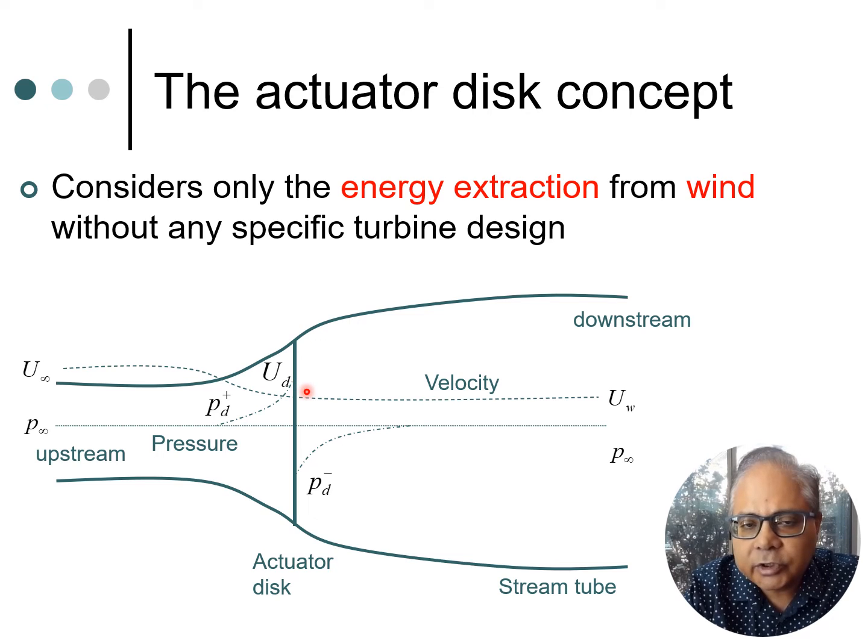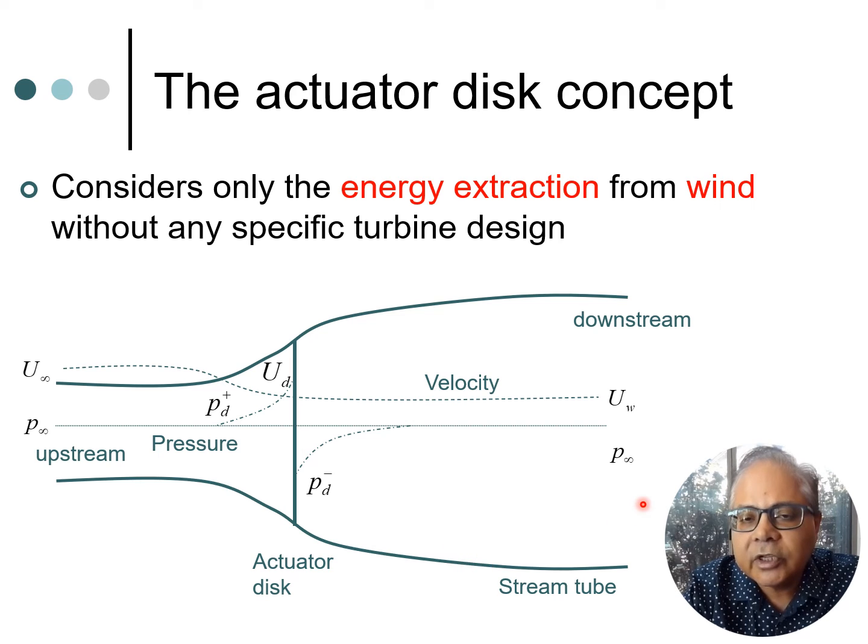Now once the actuator disc has been crossed, the pressure actually falls to this level here given by pd minus. So pd plus is the air pressure in front of the actuator disc and pd minus is the air pressure after the actuator disc, and ud is the velocity of air at the actuator disc. So the subscript d simply means disc here. We are using subscript d to refer to the actuator disc values.